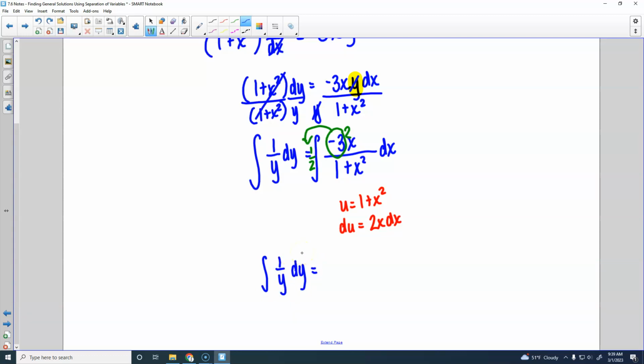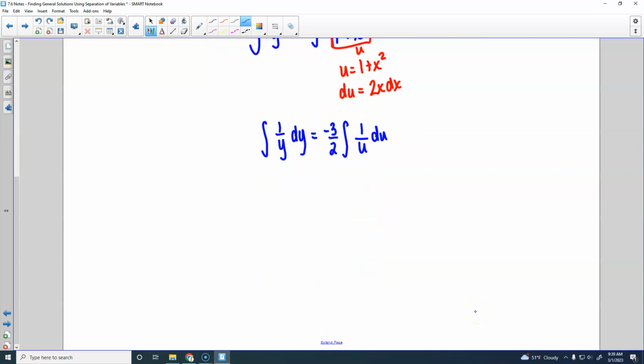Notice I'm not integrating yet because I want to share the plus c. I'm going to have negative 3/2. And this is going to be this part right here. This part right here is my u. This stuff right here is my du. So I have 1 over u du. Okay here?